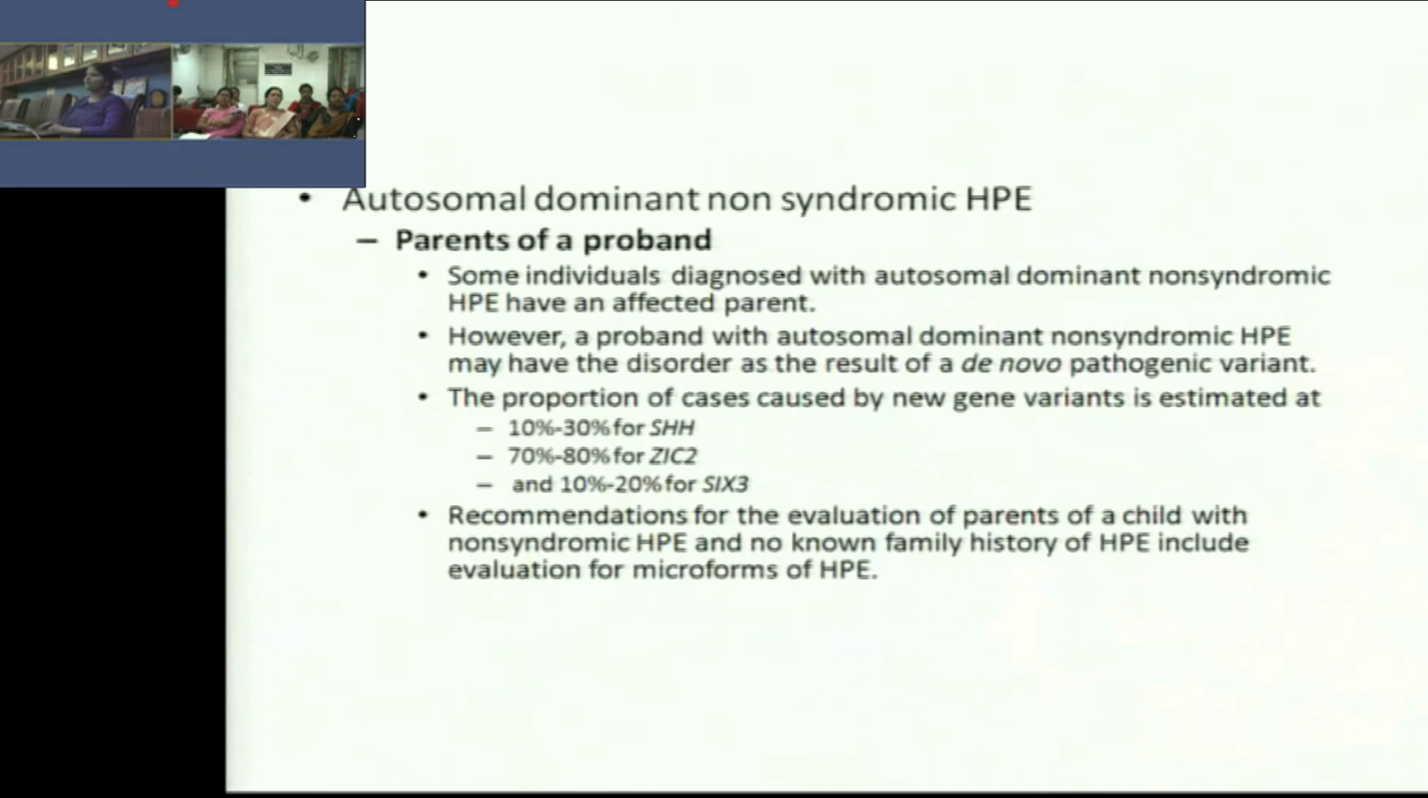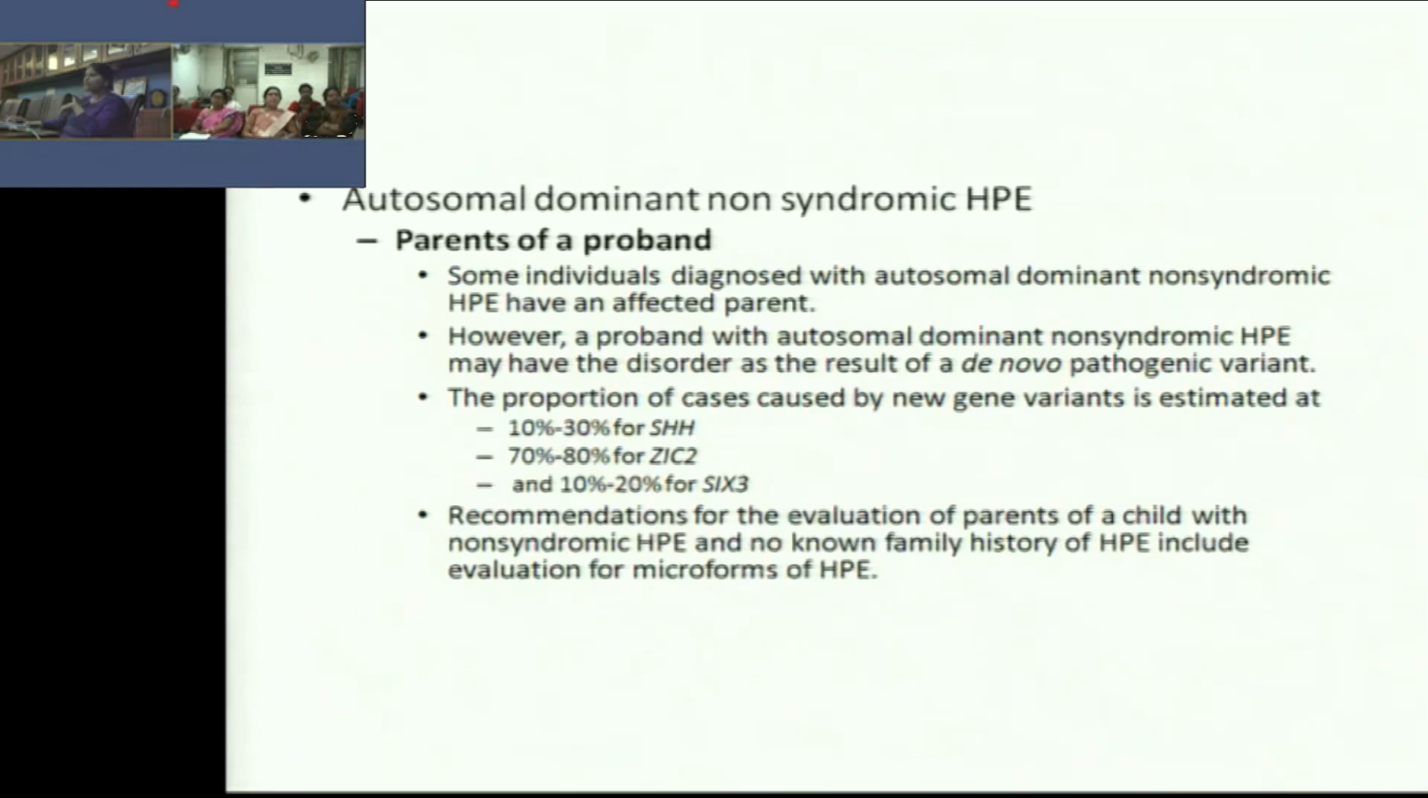When we are dealing with autosomal dominant non-syndromic HPE, generally individuals diagnosed with the autosomal dominant form have an affected parent. However, a proband with autosomal dominant HPE may have the disorder as a result of a de novo variant also. The proportion of cases caused by new gene variants is 10 to 30%, depending on which gene is involved. When SHH is involved, most of the cases, 10 to 30%, are de novo. In the case of ZIC2, about 70 to 80% are de novo, and for another gene about 10 to 20% are de novo, and in the rest of the cases one of the parents would be affected.